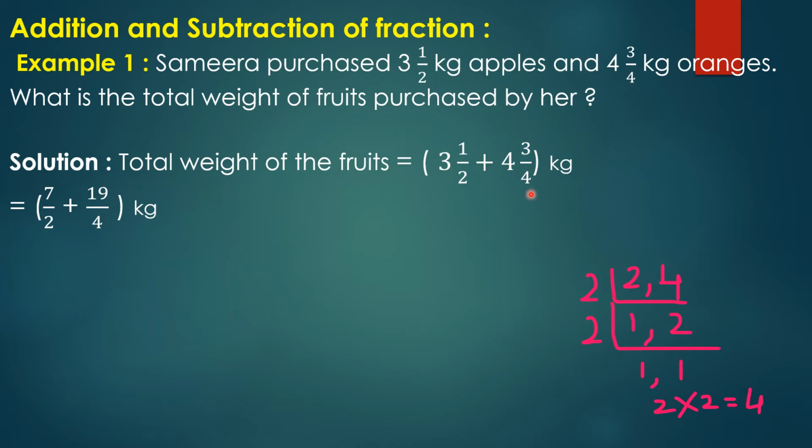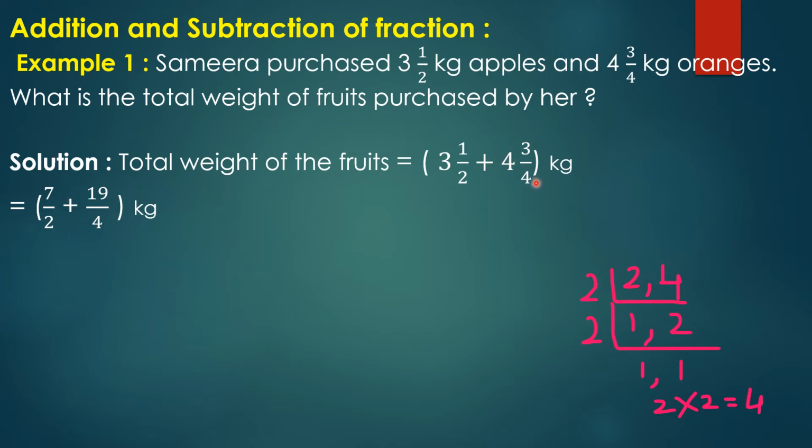So we cannot do additions directly. Therefore, what is to be done? These are to be converted into either proper or improper fractions. So how to do the conversions? We have to do the multiplication of the mixed fractions. How to do the multiplication? Multiply the denominator with the whole number, and to what is obtained, add the numerator. Therefore, 2 into 3 is 6, 6 plus 1 is 7. So 7 by 2. So 3 1 by 2 will become 7 by 2.